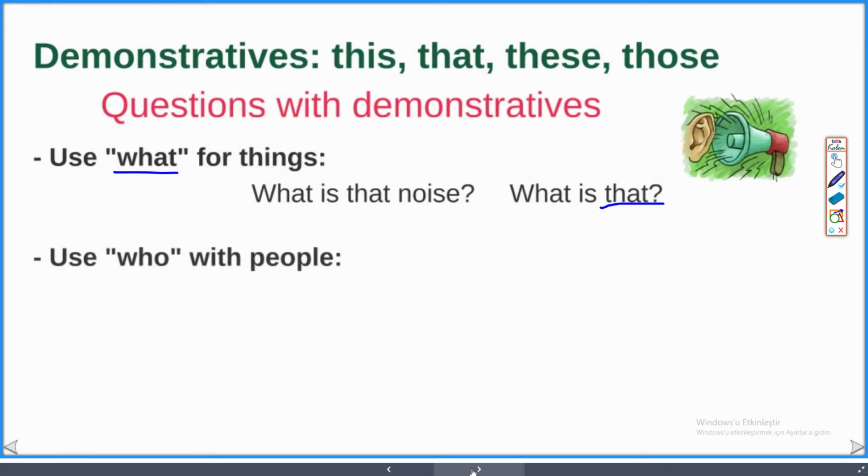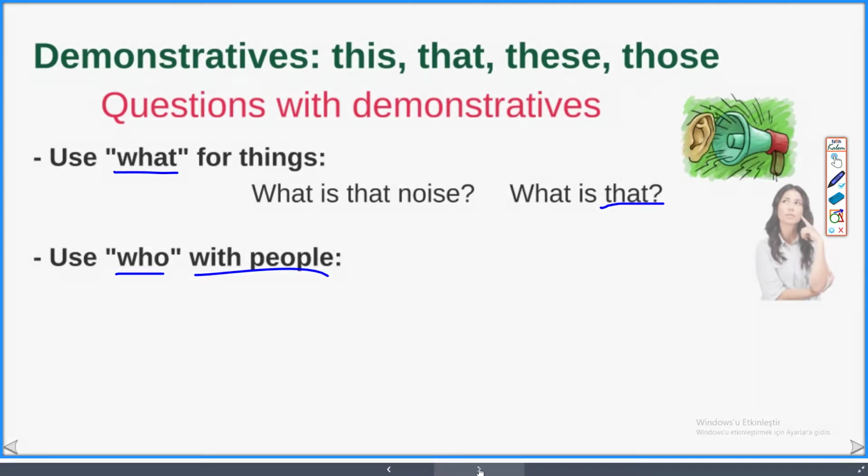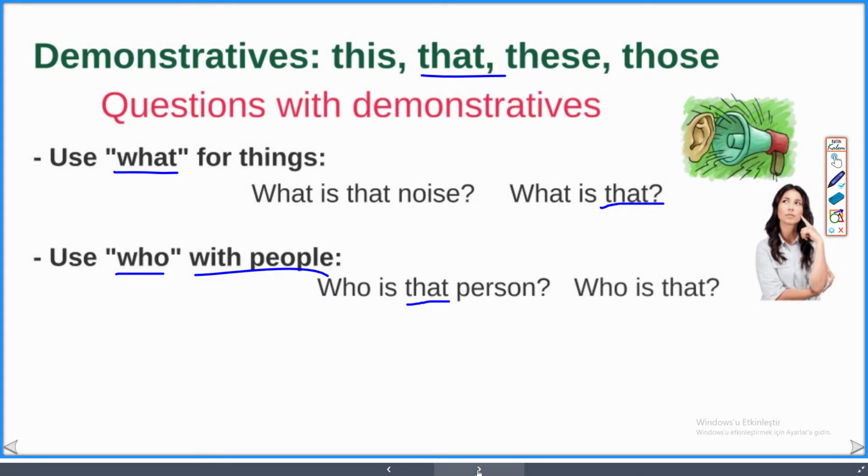And use who with people, okay? For example, there's a girl over here, and who is that person? Who is that person? As you see, we have that in that question. Who is that? Who is that girl over there? Who is that boy standing in front of my car?